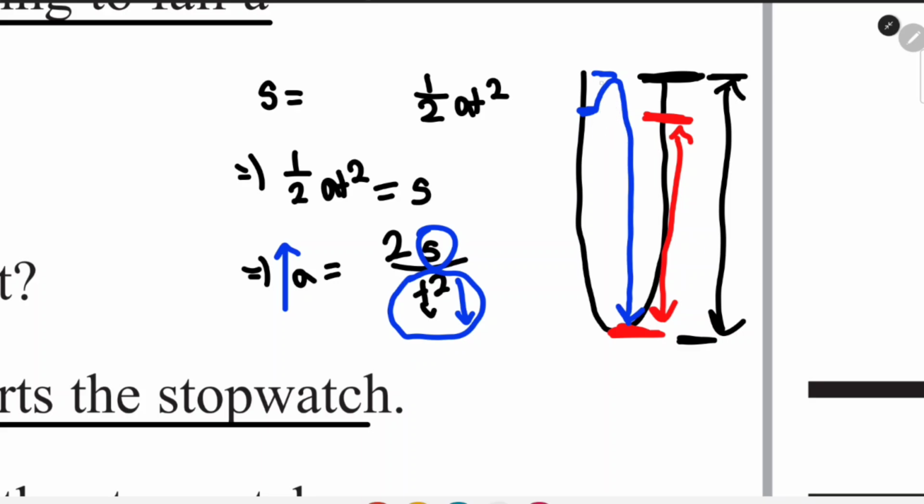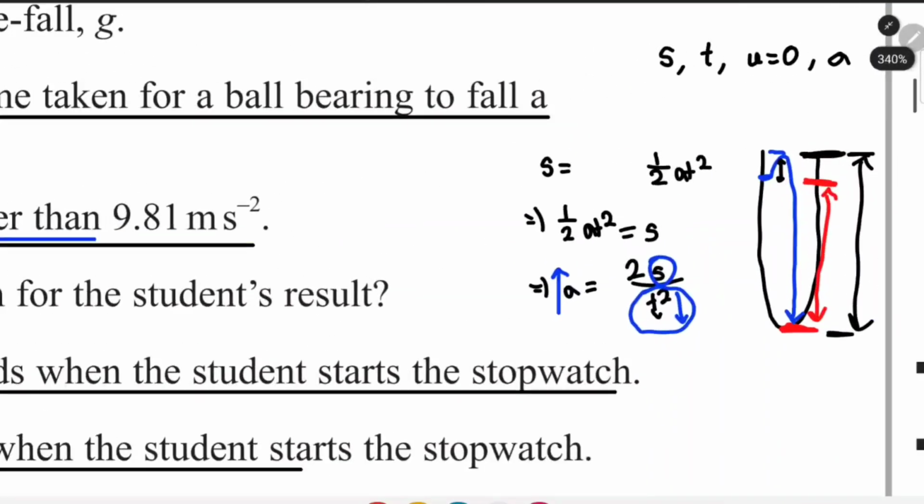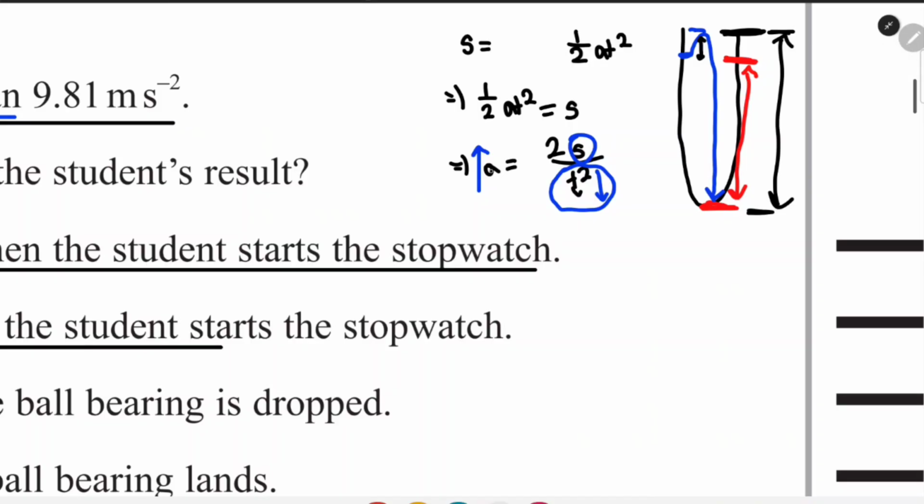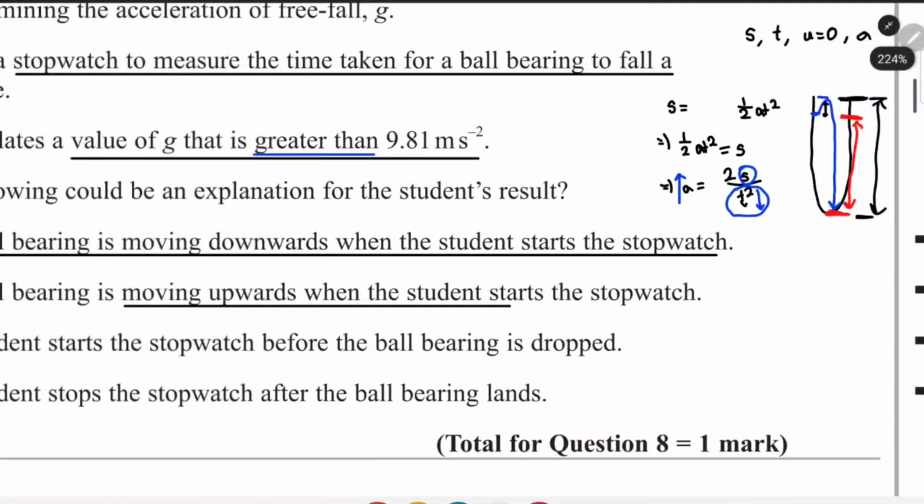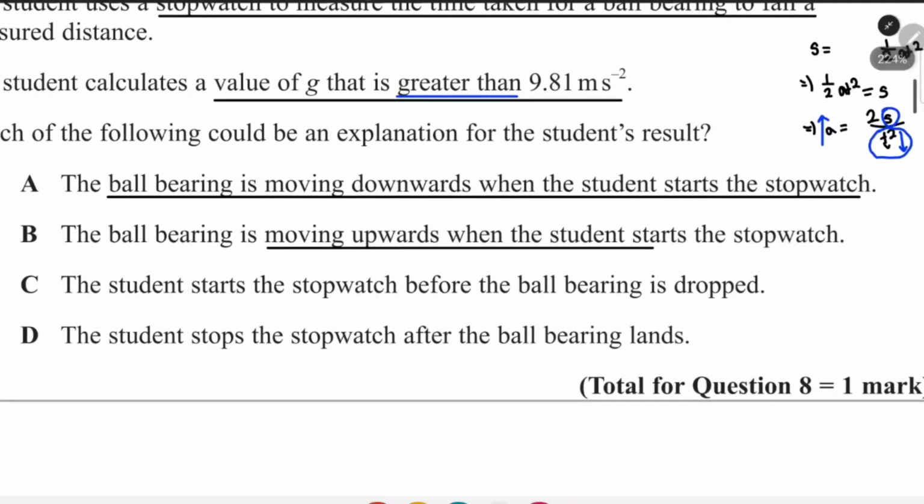So we are taking this amount of reading extra than what we should have. So the time is greater than what we should have recorded. So the acceleration would have been less. So this is not the answer.